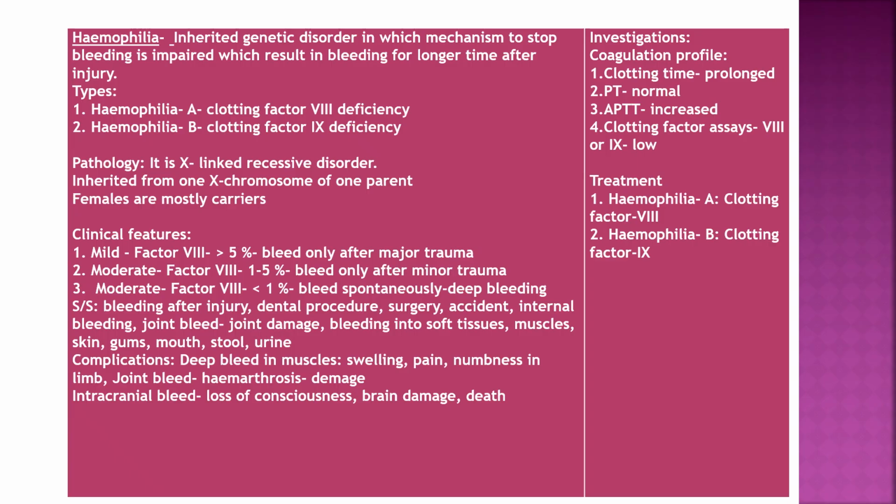So clinically, bleeding after injury, dental procedure, surgery, accident, then internal bleeding, joint damage, bleeding into soft tissue, muscle, skin, gums, mouth, stool, urine. So complications are deep bleed in muscles causes swelling, pain, numbness in limb. Joint bleed causes hemarthrosis. Then intracranial bleed causes loss of consciousness, brain damage, death.